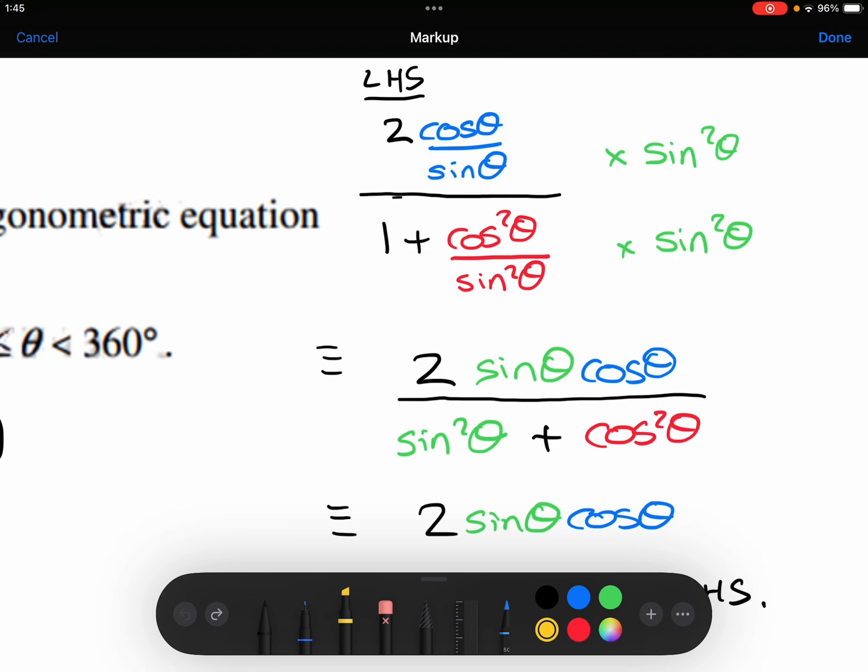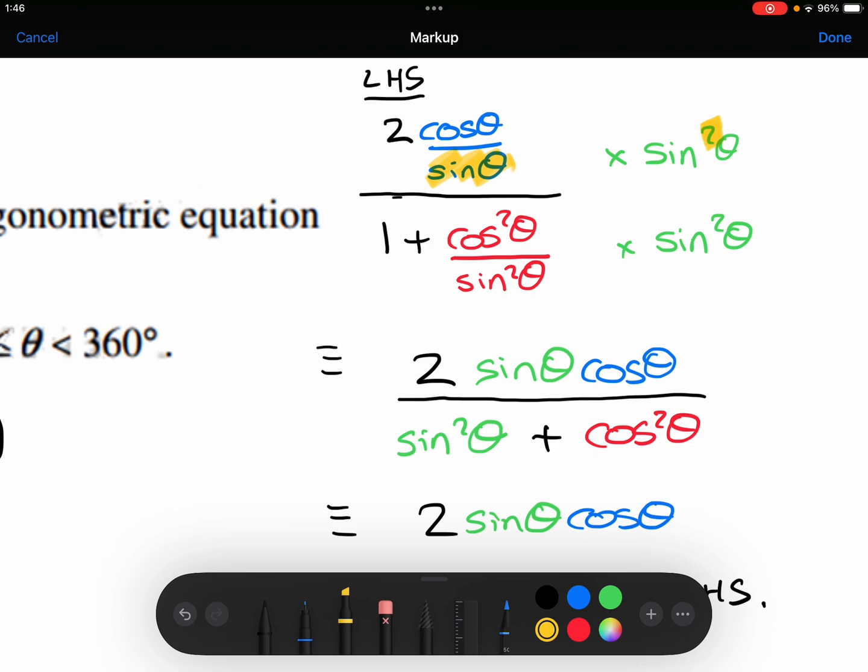I'm looking at the top and the bottom, and as you can see, I've decided to multiply by sine squared. Because if I times the denominator by sine squared, it's going to cancel this out. And timesing the numerator by sine squared will also cancel this out as well. So, on the numerator, we've got 2 cos theta over sine theta times sine squared. Now, this sine theta here is going to cancel out one of those sine thetas.